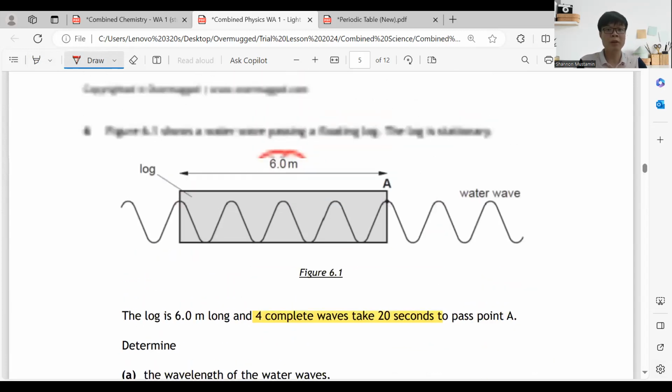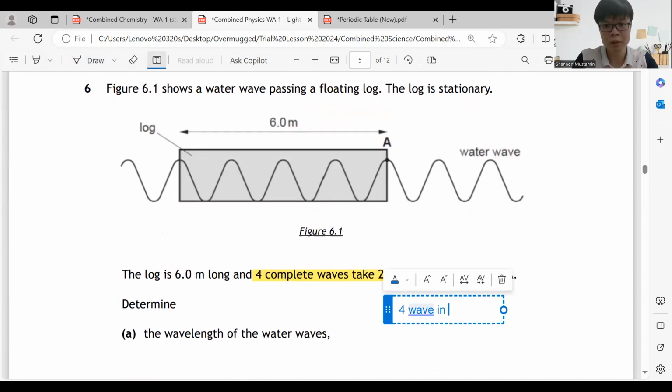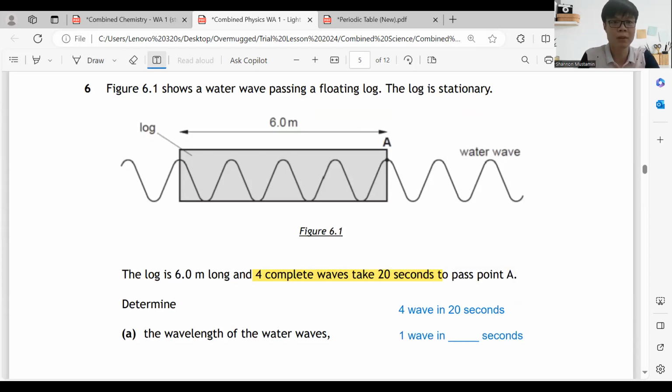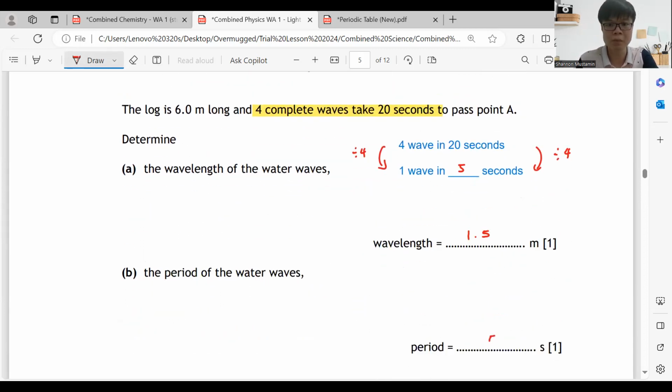Period of the water wave. What is the time taken for one wave? You do the primary school method. 4 waves in how many seconds? 20. Period is what? Time taken for one wave. You want one wave, so hopefully you can see, divide by 4 on both sides. 5 seconds. It is for your part B.